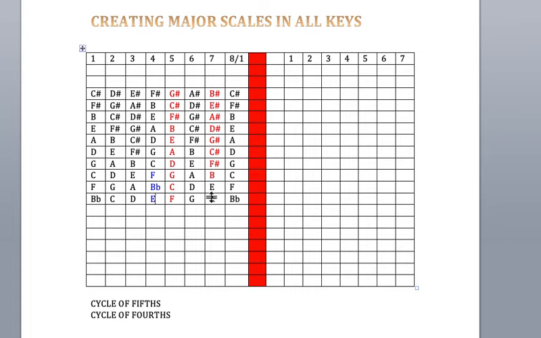Now the next step is to flat the E. We flat it like that. So that's the key of B flat. Now we take this E flat here. It comes here, E flat, F, G, A, B. Now that B is flat. It's a B flat then.